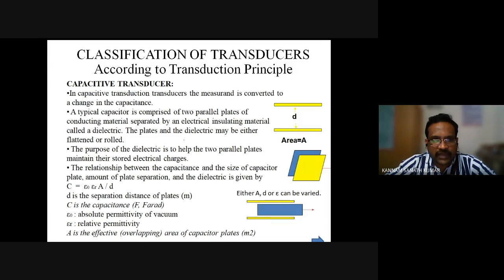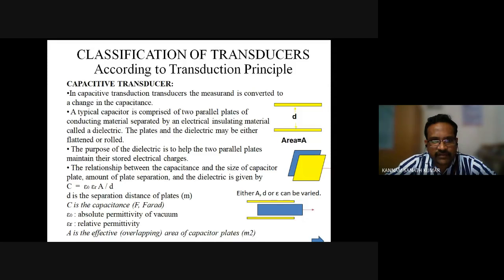So if you see capacitive transducers, in capacitive transducers the measurand is converted into a change in capacitance. So depending on their capacitive property or inductive property, that we call a transduction principle. Here, depending on the capacitance property, whatever physical quantity or measurand is there will be converted into capacitance.